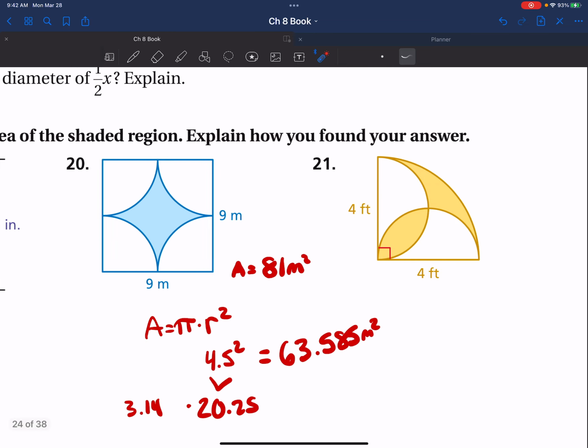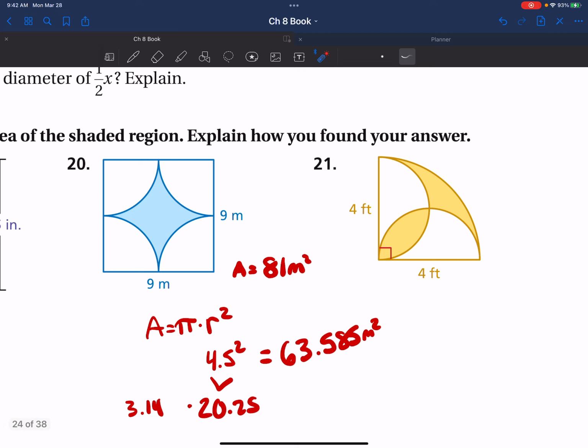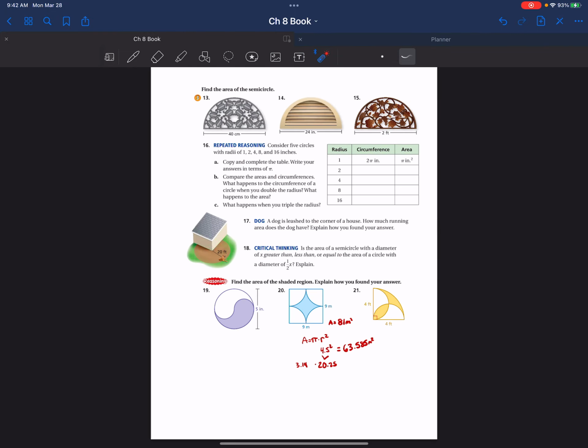Okay, last one. Number 21. Oh my gosh, this one's a little crazy. Oofda. Okay, so let's see here. Ugh, you know what? I don't even want to waste the time on 21. Let's skip 21. So really, you guys need to do 14, 15. You need to finish 20. Try 17. Don't worry about it too much if you don't get it.